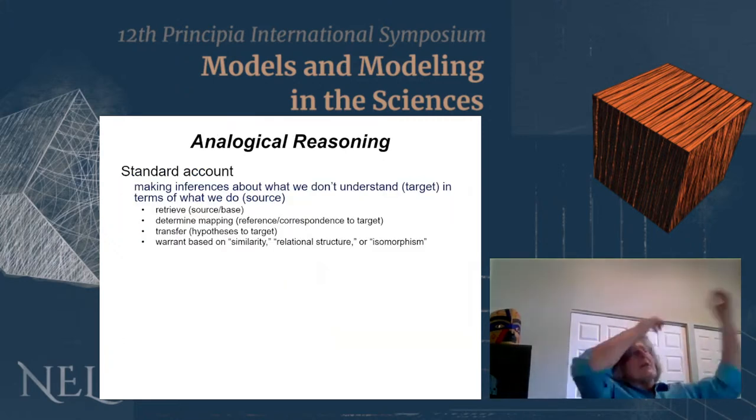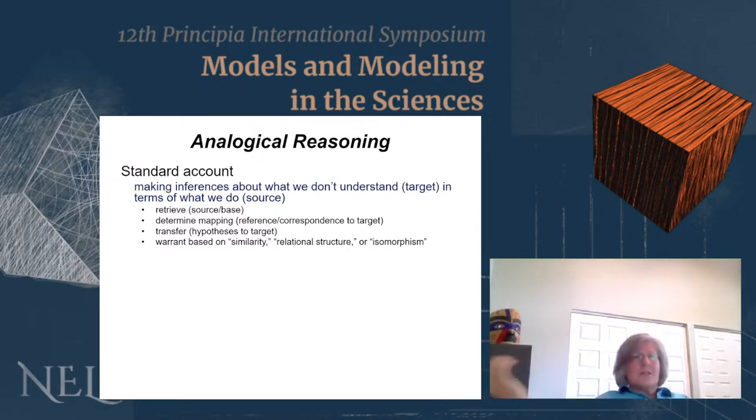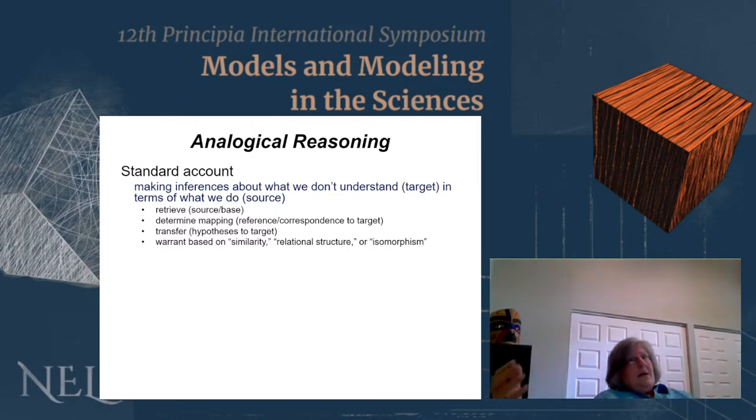All right, so the standard account of analogical reasoning is we make inferences about what we don't understand, the target system, in terms of what we do understand. Now, having gone to Alejandro Cassini's talk yesterday, I'm not planning on being naive about targets, about what they are in the world. Basically, for this case, the target system is the cardiovascular system. It's a system that we understand in a conceptual way: the blood flows, circulates in the body, the heart pumps. Maybe some of those forces are creating disease, for example, in the body. Those kind of things that we generally understand, that's our target. So the target in this case would be what we want to understand.